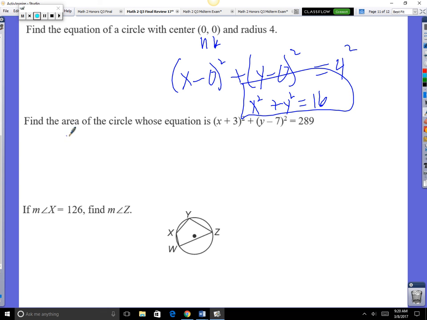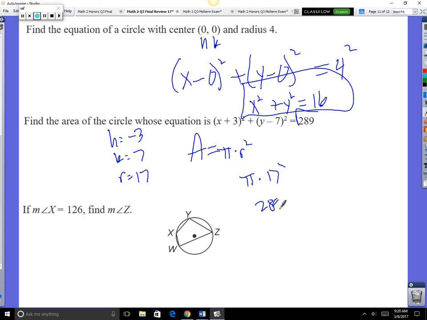Then they're going to give you the formula of a circle. So your h and k and r, your center is at -3 and +7. And your r is actually the square root of 289, so your r is actually 17. And then we need area. Area equals pi times r squared. So it's going to be pi times 17 squared. So your area is just 289 pi.